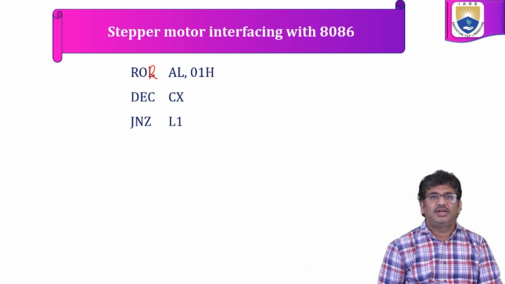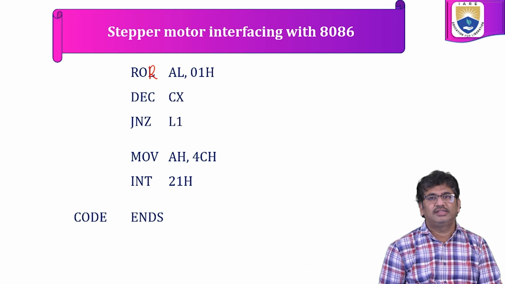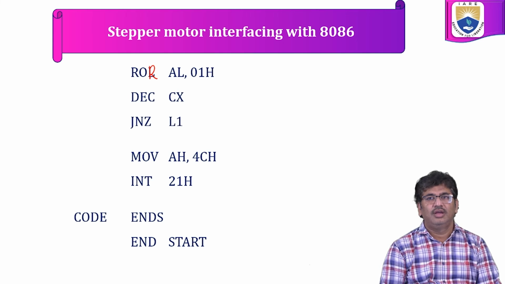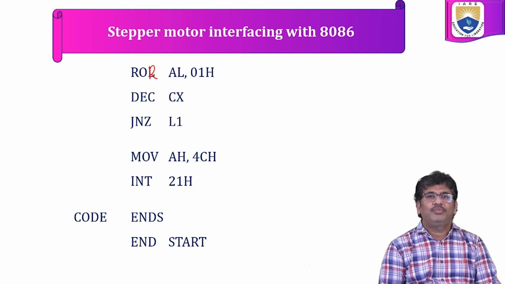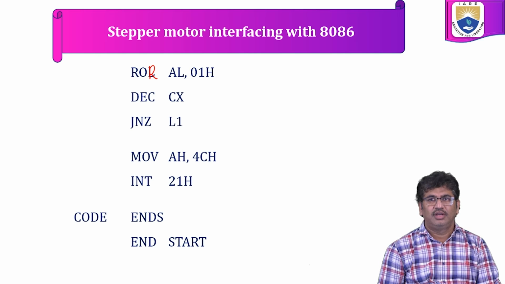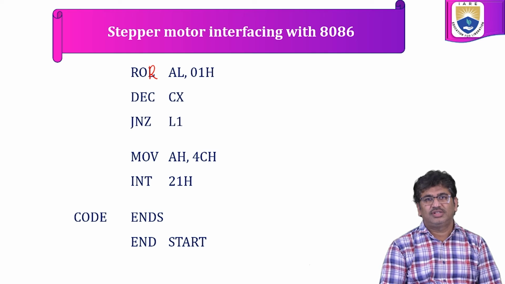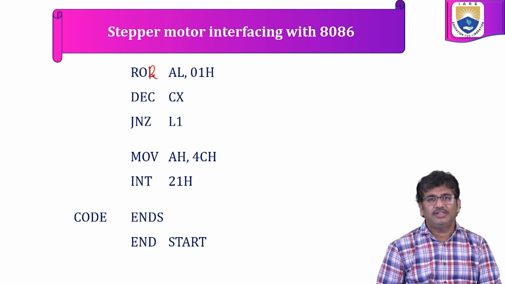Once all the iterations are done, the stepper motor is rotated in the clockwise direction. So we can end the program by calling INT 21H. Before that, move AH comma 4CH, INT 21H, code ends, end start to end the program. So this is a program for rotating the stepper motor clockwise for 5 rotations. For anti-clockwise rotation, we just have to shift this sequence towards the left side. The remaining steps are the same.